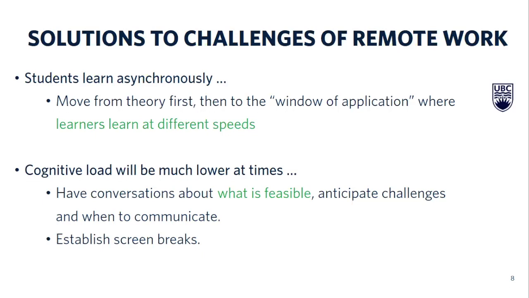Acknowledging that cognitive load will be much lower at times, so just the amount of information that any one person can absorb and communicate at a time can shift depending on what else is going on. So have conversations about what's feasible, look ahead to see if you can anticipate any challenges that might come up, and also talk about when to communicate those challenges. It's very difficult for students already to approach their supervisors with challenges, and it's even more difficult when they're working remotely and they haven't built that face-to-face rapport with their supervisors.